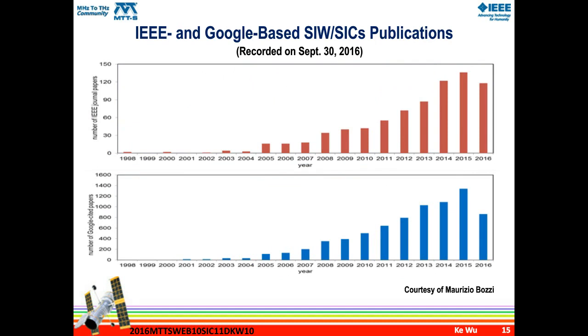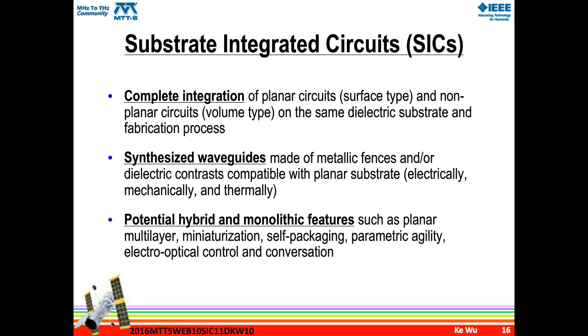This slide shows our today's publications. If you look at the publication trends and make a Google search, you can see that SIW, substrate integrated waveguide, now goes beyond more than 1,000 papers per year of publication, over the last 2-3 years. You can see that in IEEE journals we now have more than 100 papers published per year. That suggests very strong enthusiasm in the community for this development.